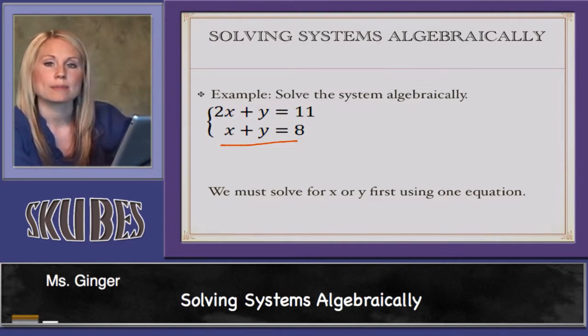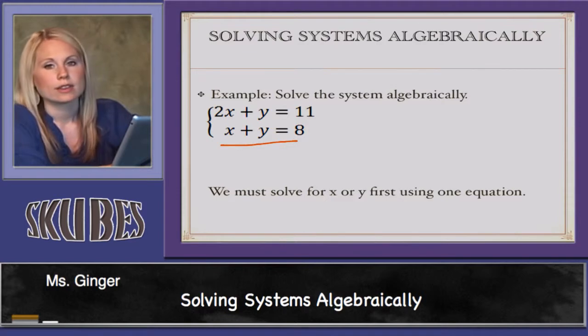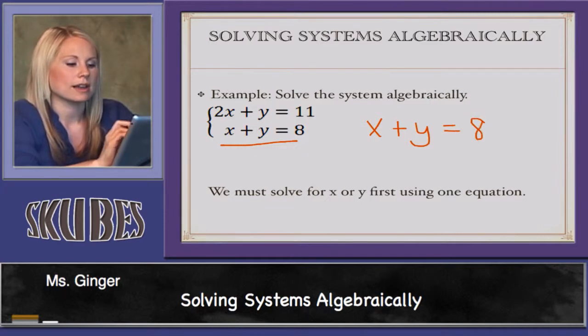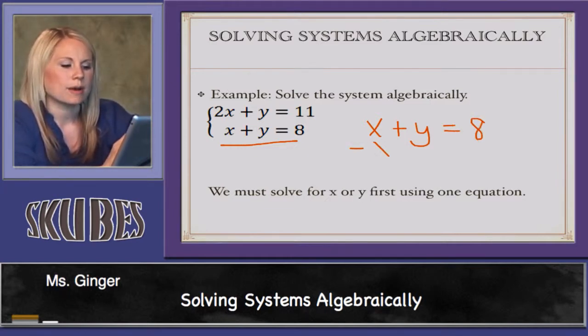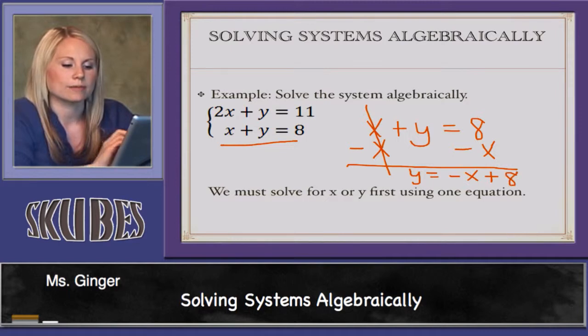To solve for y means we just need to get the y by itself. So we need to move everything else away from y. So to do this, I'm going to take my x that's on the same side as my y and get rid of it. It's a positive x, so I'm going to move it over by subtracting, doing the opposite. Get rid of it on the left, and I will have y equals negative x plus 8 on the right.